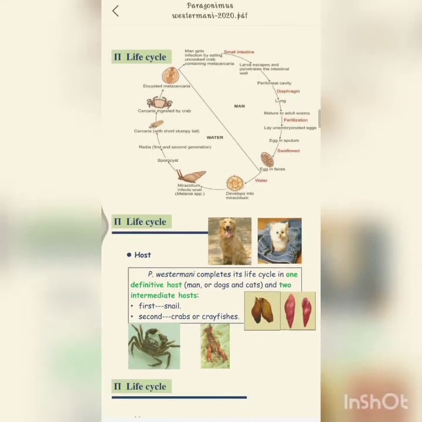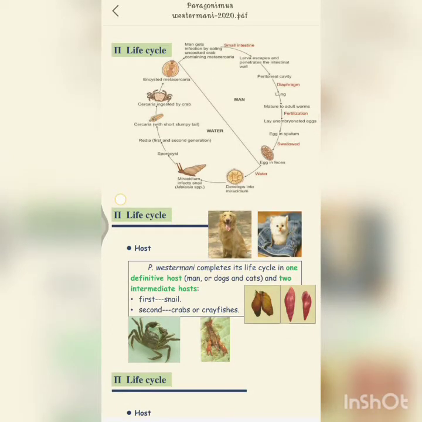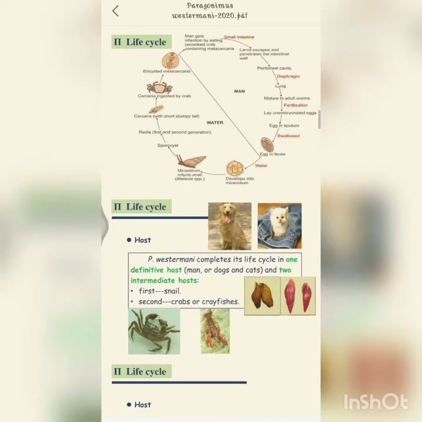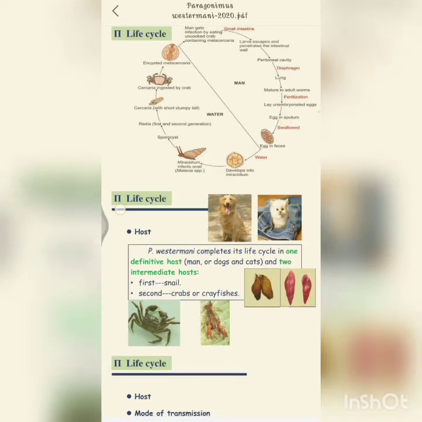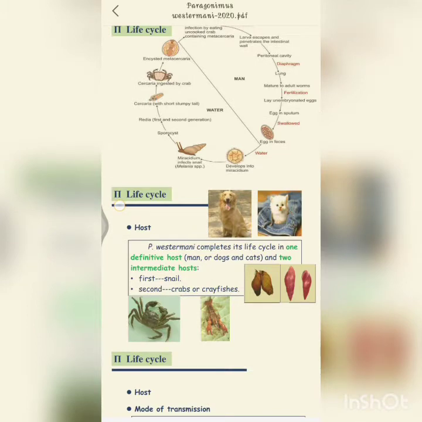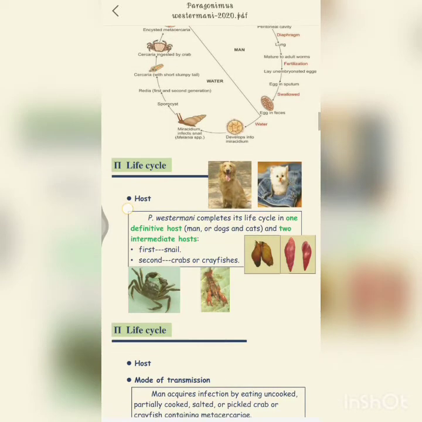So they mature into adult worms, and by fertilization they lay the unembryonated eggs, and the egg is released in the sputum. Because of this disease there is severe cough, the egg will be released from the sputum, and next it is swallowed. So the egg in the feces, actually it is swallowed with the sputum, and the egg in the feces gets into the water, and next it develops into a miracidium.